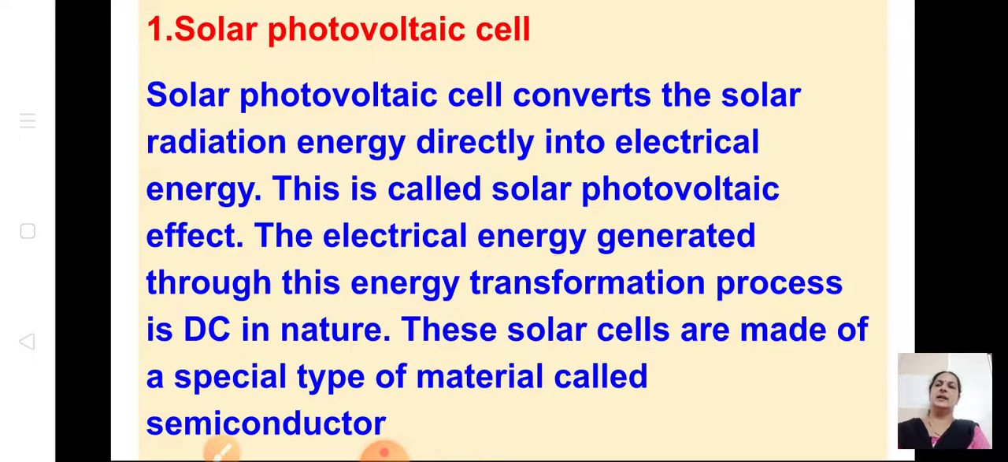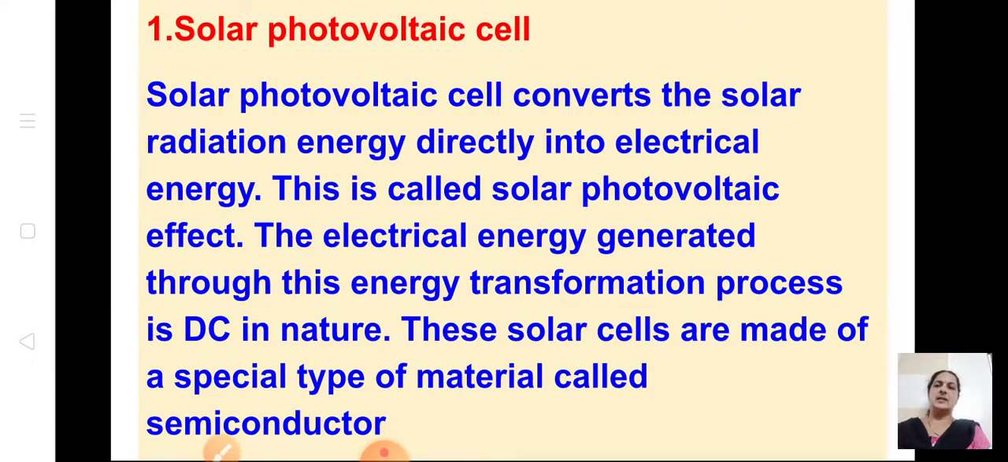Okay, now let us see the first method using the solar photovoltaic cell. This solar photovoltaic cell converts the solar radiation energy directly into electrical energy. That is the work of these solar cells. With the help of the solar photovoltaic cells, the solar energy is directly converted into electricity. This is called the solar photovoltaic effect. The electrical energy generated through this energy transformation process is DC, direct current. You get only direct current, okay.